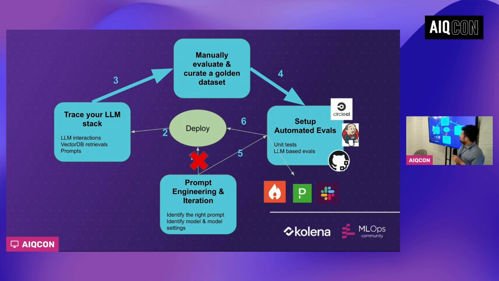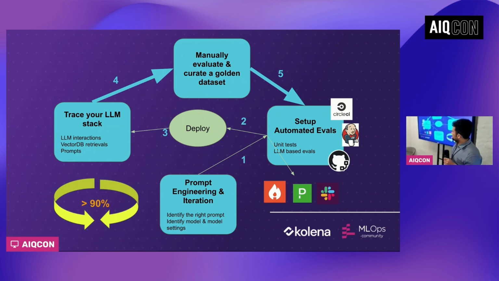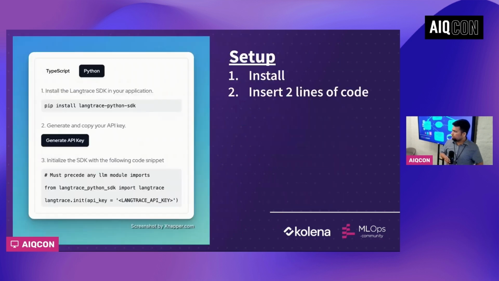So this is the feedback system that you need to establish to iterate your way to over 90% accuracy, and it's going to be very specific to the use case that you are dealing with. In the upcoming slides, I'm going to show how Langtrace can help you establish this.